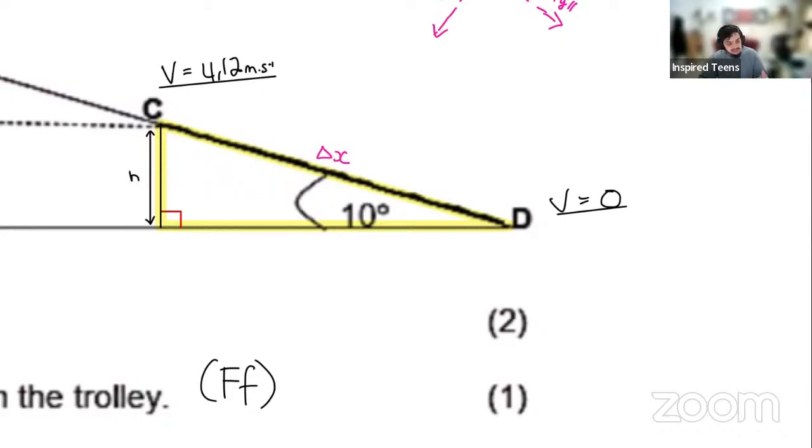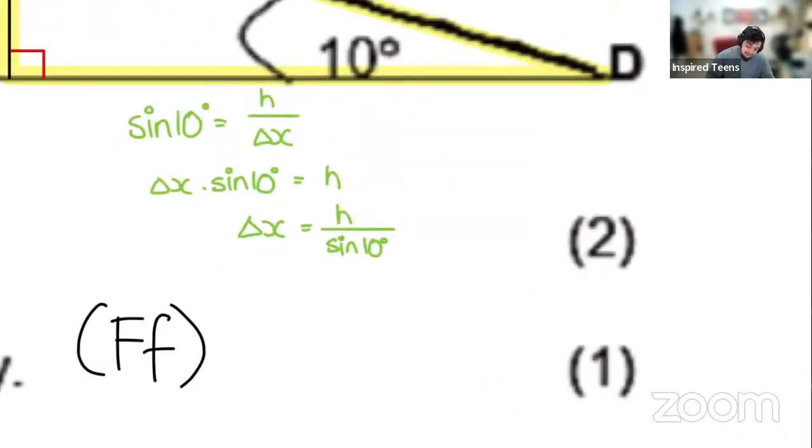Opposite and hypotenuse use the sine trigonometric ratio, so that's what I'm going to use. I can say that sine 10 is equal to opposite over hypotenuse, H over delta X. Now delta X I can leave alone, and you'll see why. So delta X times sine 10 is equal to H. Then I can take sine 10 over as division, and I get H over sine 10. So delta X can be expressed as H over sine 10.